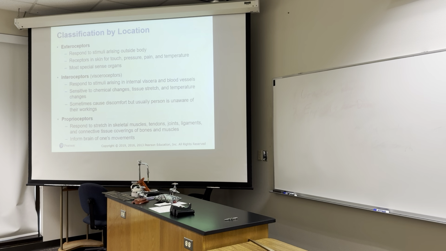Classification based on the location. If the receptor is outside of your body, then you call it exteroceptor. For example, receptor for touch, receptor for vision, receptor for hearing. All of these are receptors for temperature, pressure, pain. All of these are what? Exteroceptors. But when we say interoceptor, what do we mean by that? Or the visceroceptor, what do we mean by that?